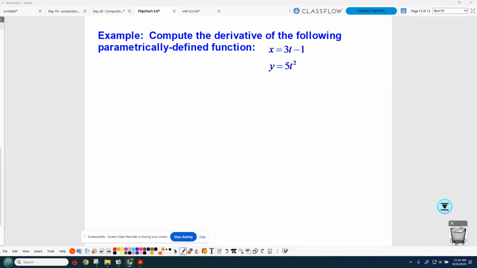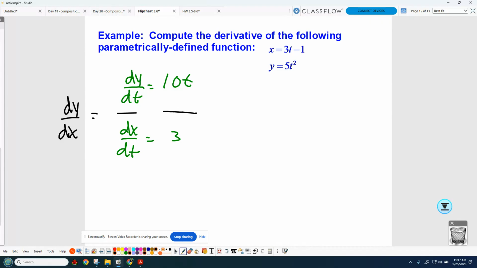Sam, what would you do? So dy over dt is 10t, and then I got dx over dt, which is just 3, and then dy over dx would be 10/3 t. And I always write it the way he said. I declared what x's equation was first, but I do dy dt, and immediately under it I do dx dt, and I put a little fraction bar.